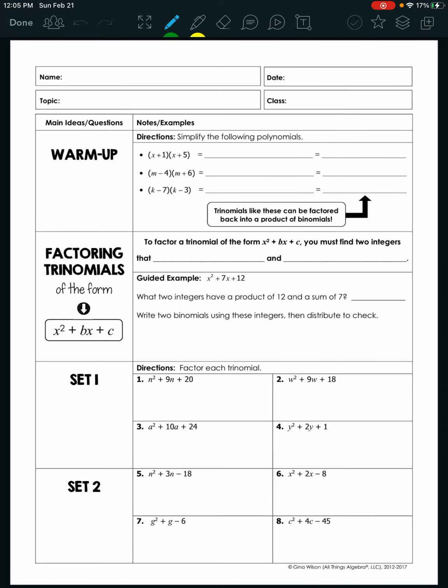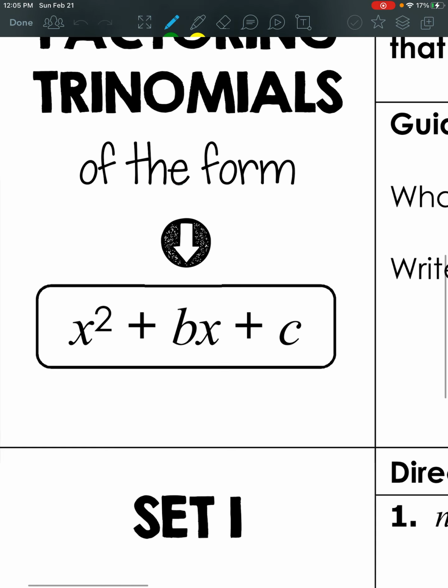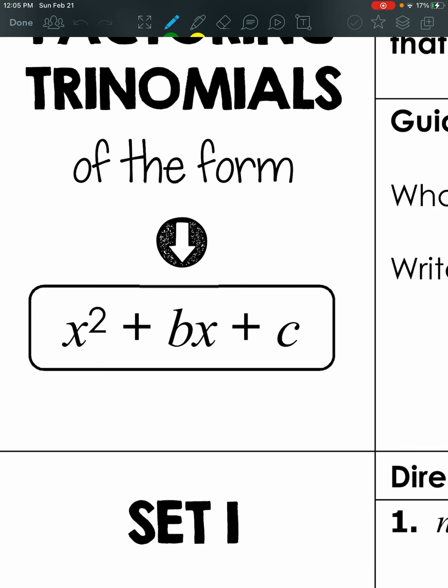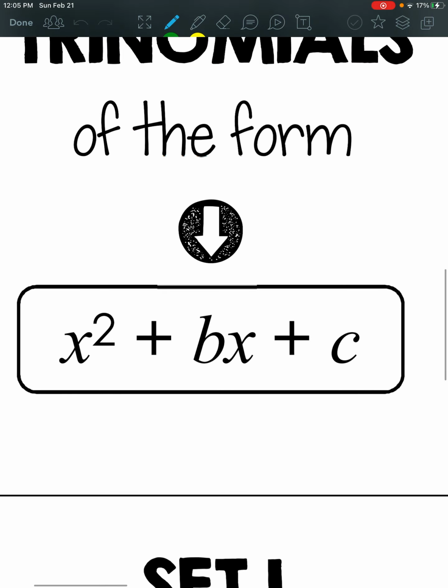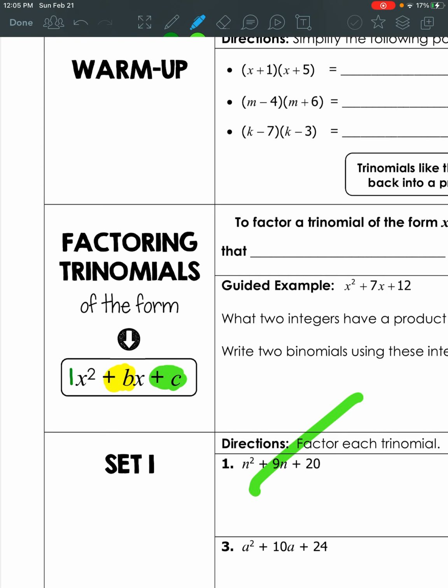Mrs. Morgan with today's lesson over factoring trinomials, and they're all going to be in this form, x squared plus bx plus c. What that means is the number in front of the x squared is always going to be 1. That's how we're going to start out. But then the b and the c, it could be a plus b, it could be a minus b. Same thing with the c at the end. Always look at the signs in front of those, so it's not always necessarily the plus.